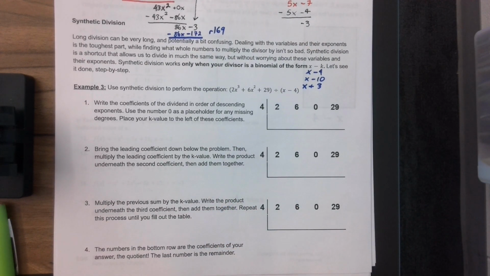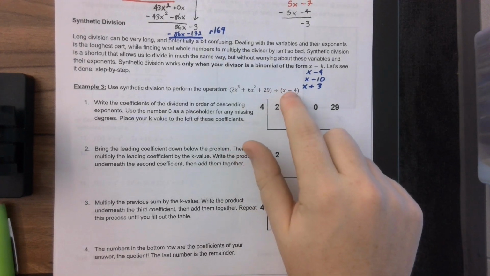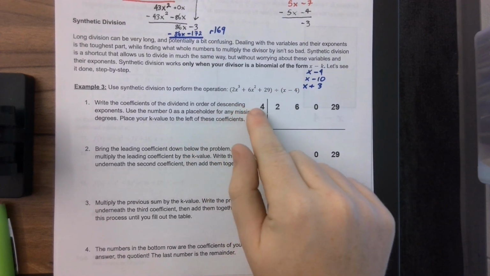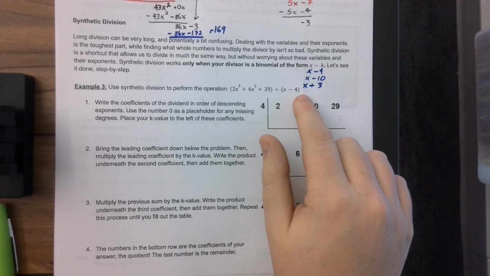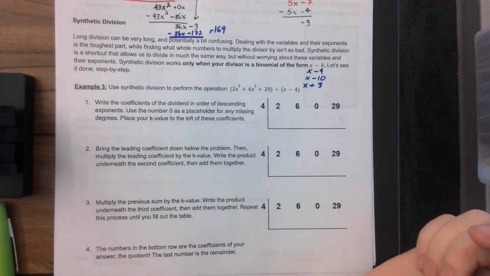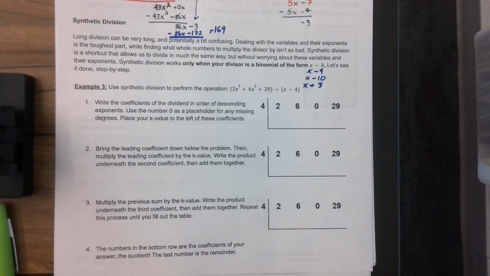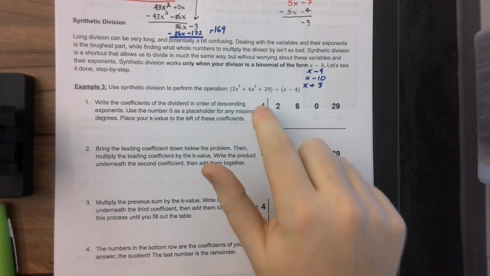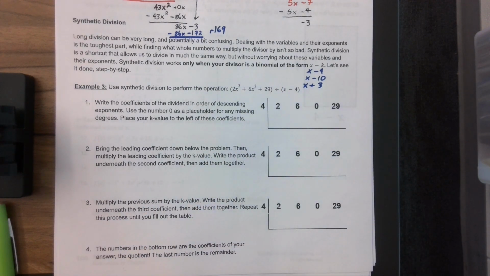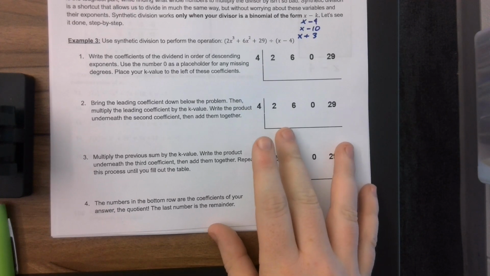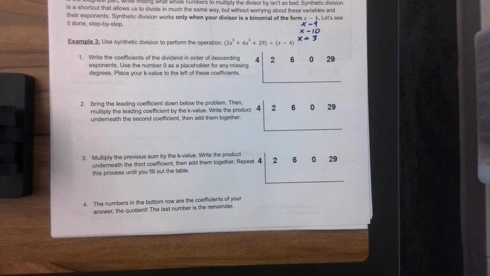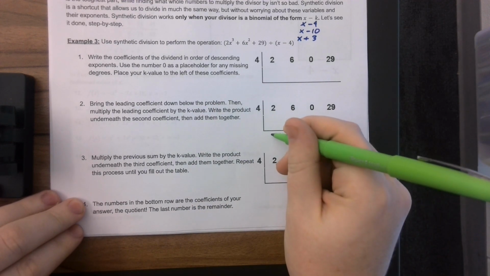You want to place your k value, x minus k, to the left of the coefficients. Since it's x minus 4, our k is 4. If it was x minus 10, our k would be 10. If it's x plus 3, we know we had to make it negative. It would be negative 3. Good first step. The first thing you're going to do is you're going to bring the leading coefficient down below the problem. You're going to bring this 2 down here.